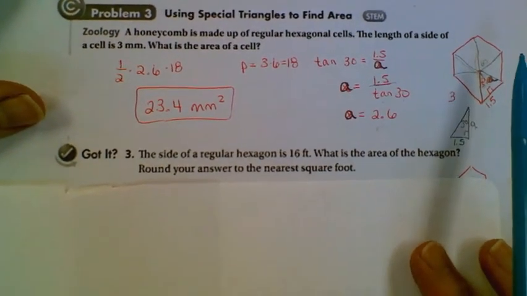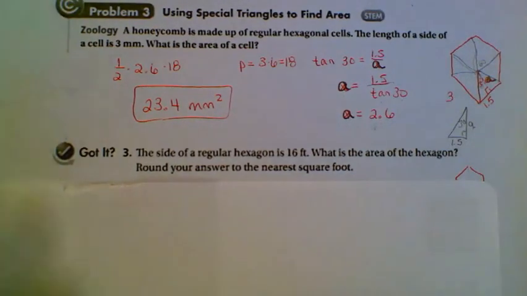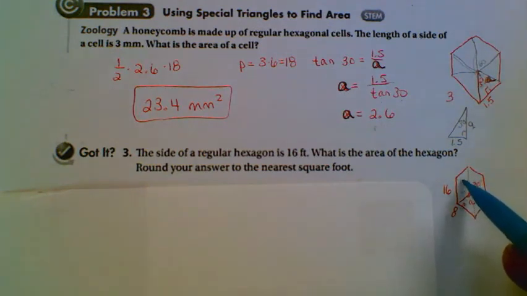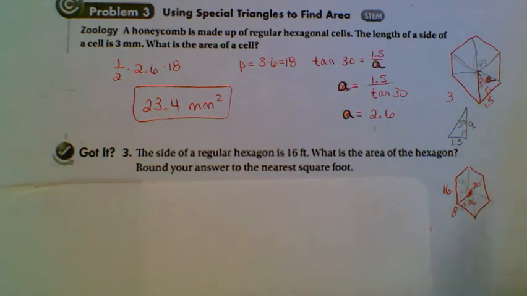So same scenario in the got it question. You still have a hexagon, excuse me. Side length is 16. So you're going to split into your central angles again. So when I split into my central angles, I see that I have 6 of them. So I'm going to do 360 divided by 6. So that means that all of my angles are 60. My apothem is going to split that angle.